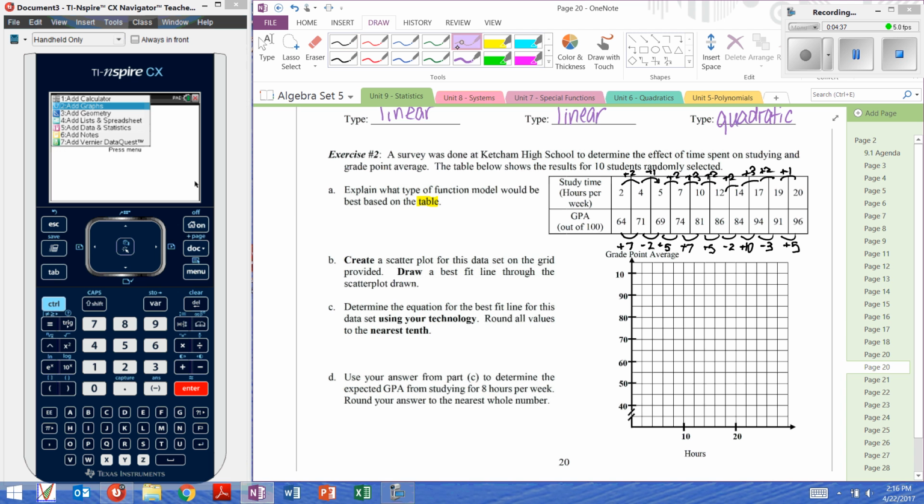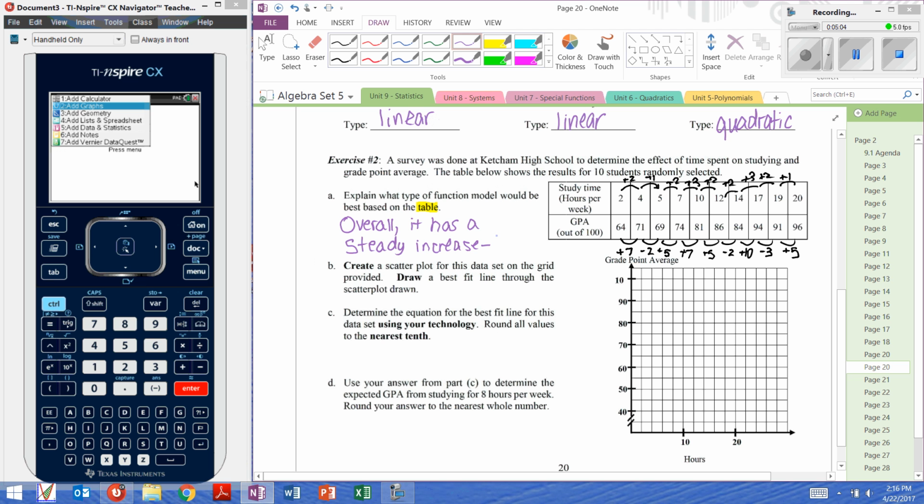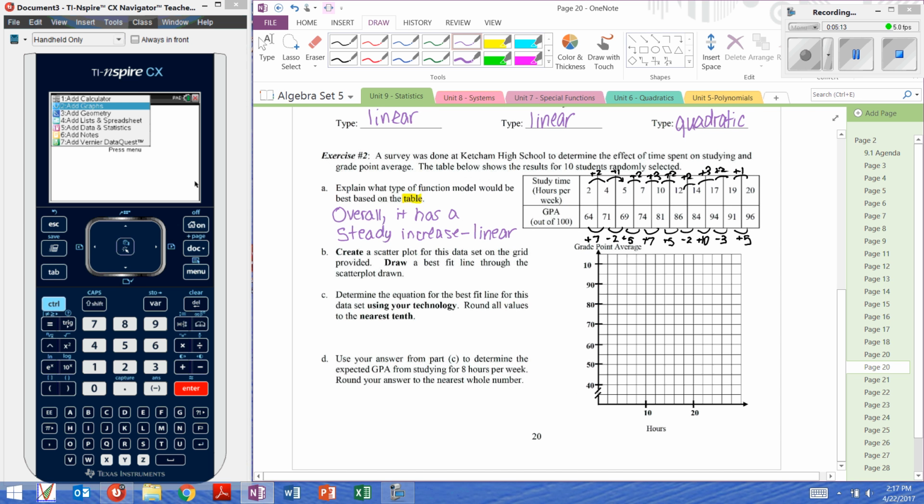So that's what I'm going to say here, but you know what, we're always going to check with our plot. So overall, it has a steady increase. So therefore, I think we're going to pick a linear model. But let's just graph them, and this is what part B wants us to do anyways. It says to create a scatter plot on the grid, and what you can do right now, pause the video and just start plotting those points that you see in this table.